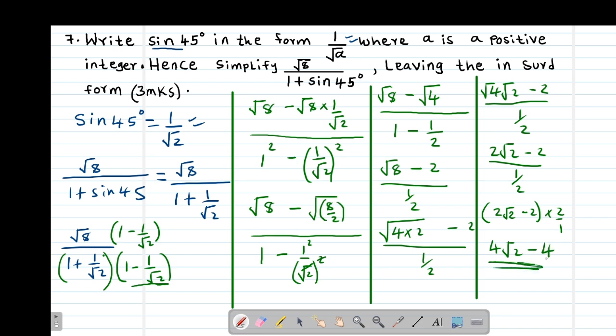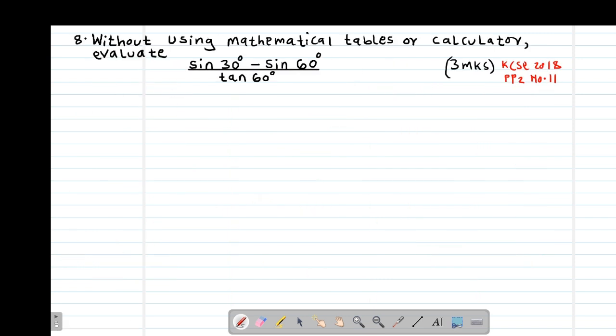So we can leave our answer at that particular point, since it cannot be simplified beyond that. Then we can also look at our 8th example, which reads: without using mathematical table or calculator, evaluate sine 30 degrees minus sine 60 degrees divided by tan 60 degrees. It was a question in 2018, paper 2, question number 11.